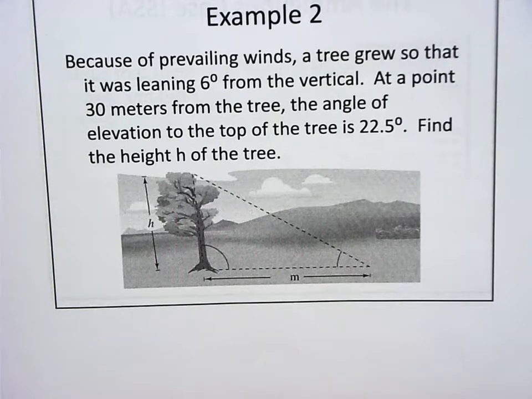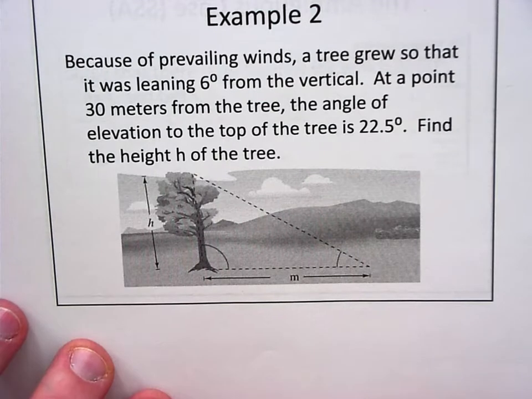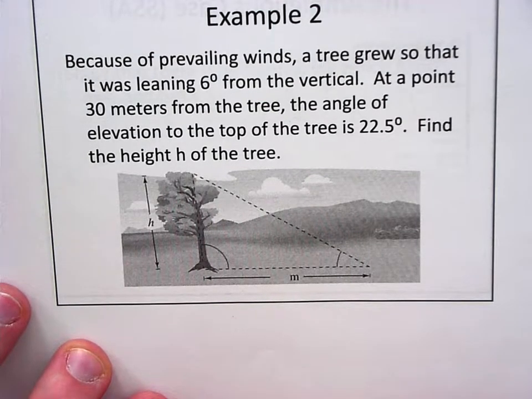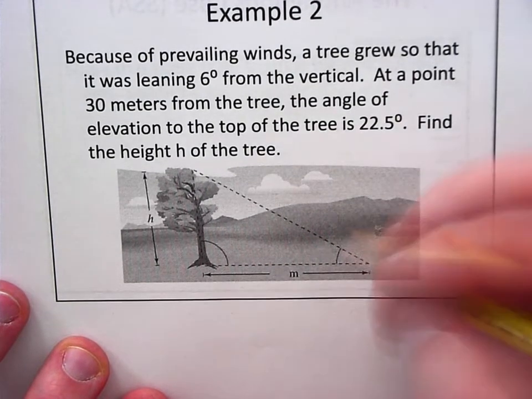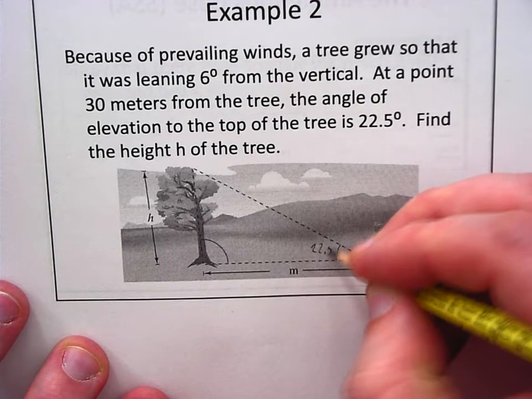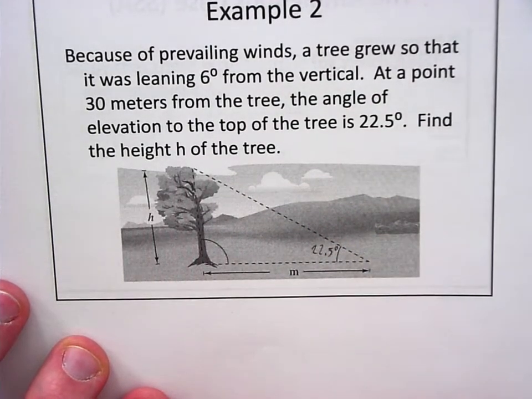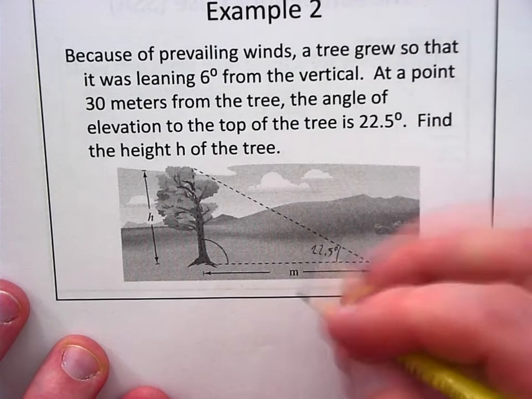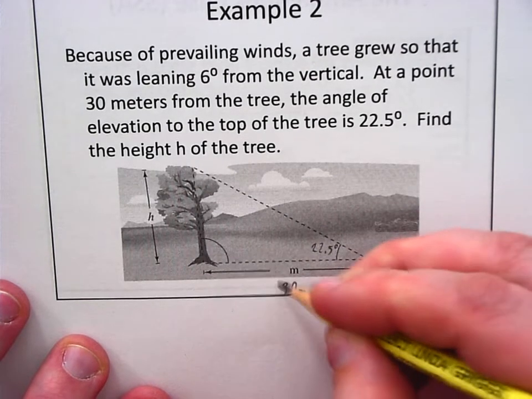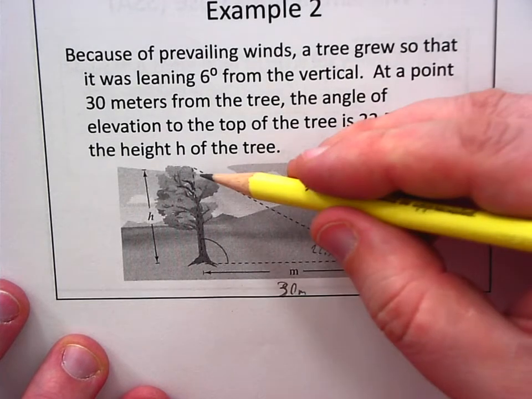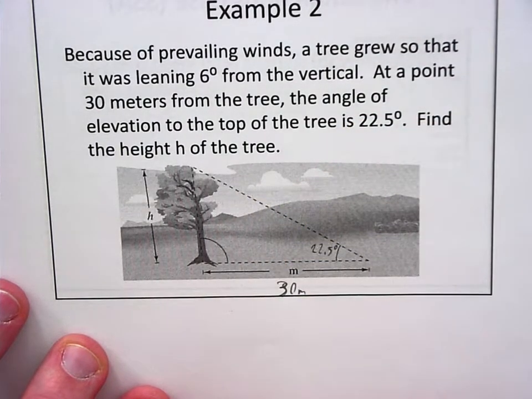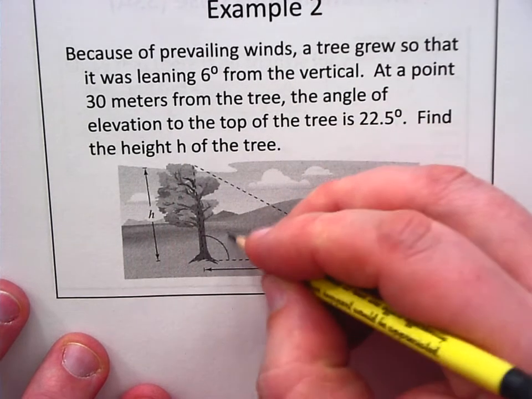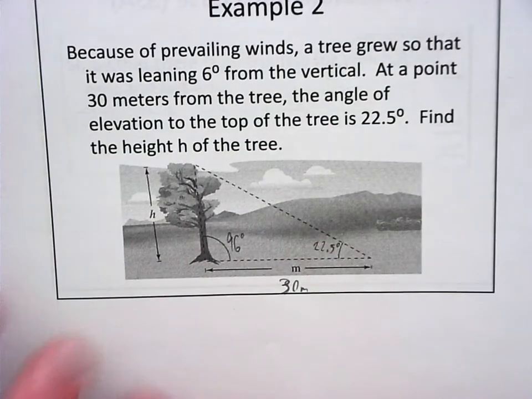So, one like this, fill in what you know. Well, what do I know? The angle of elevation is what? 22.5 degrees. That's correct. And that point is 30 meters from the tree. So M is 30 meters. And that bottom angle is 96. Since it's 6 degrees off of vertical, vertical would be 90, that would be 96 degrees.